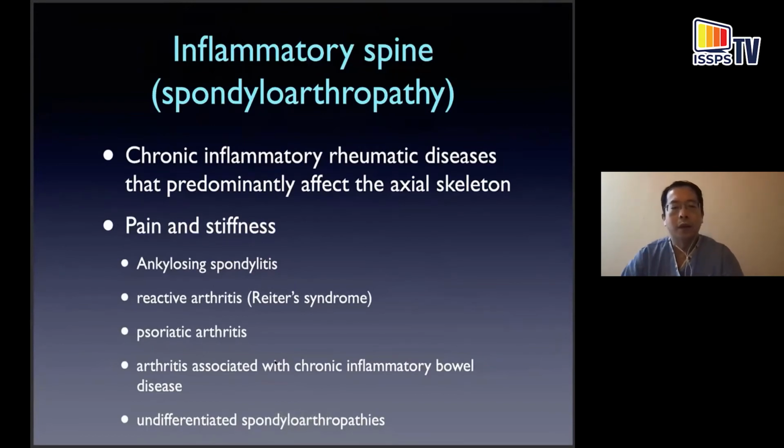Another condition where we have a lot of dystrophic calcification is in the inflammatory conditions, inflammatory spondyloarthropathies of the spine. These include rheumatic diseases, such as ankylosing spondylitis, reactive arthropathies, psoriatic arthritis, and other spondyloarthropathies as well. The main thing, the uniting factor, is that there is dystrophic calcification in all these cases.